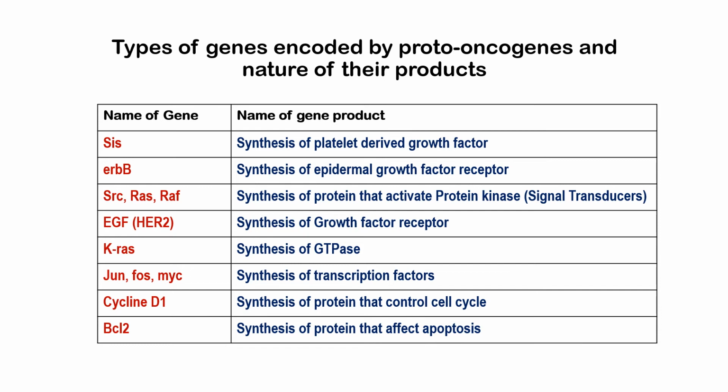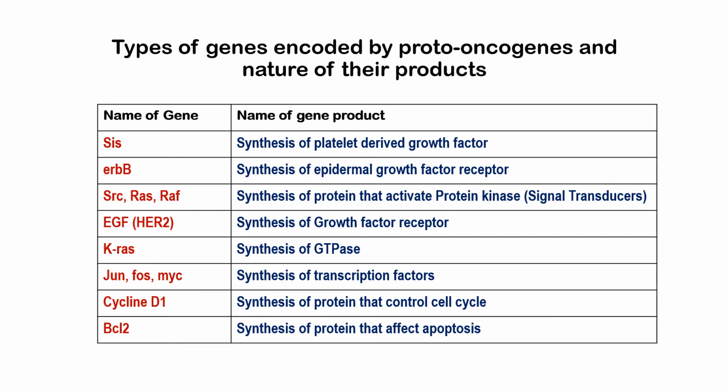Now, the types of genes encoded by proto-oncogenes and the nature of their products. The first one is SIS. This gene is responsible for the synthesis of platelet-derived growth factor. ERBB is responsible for the synthesis of epidermal growth factor. The next are SRC, RAS and RAF. These genes are responsible for the synthesis of proteins that activate protein kinases or signal transducers. EGFR, or we can say HER2, is responsible for the synthesis of growth factor receptor.